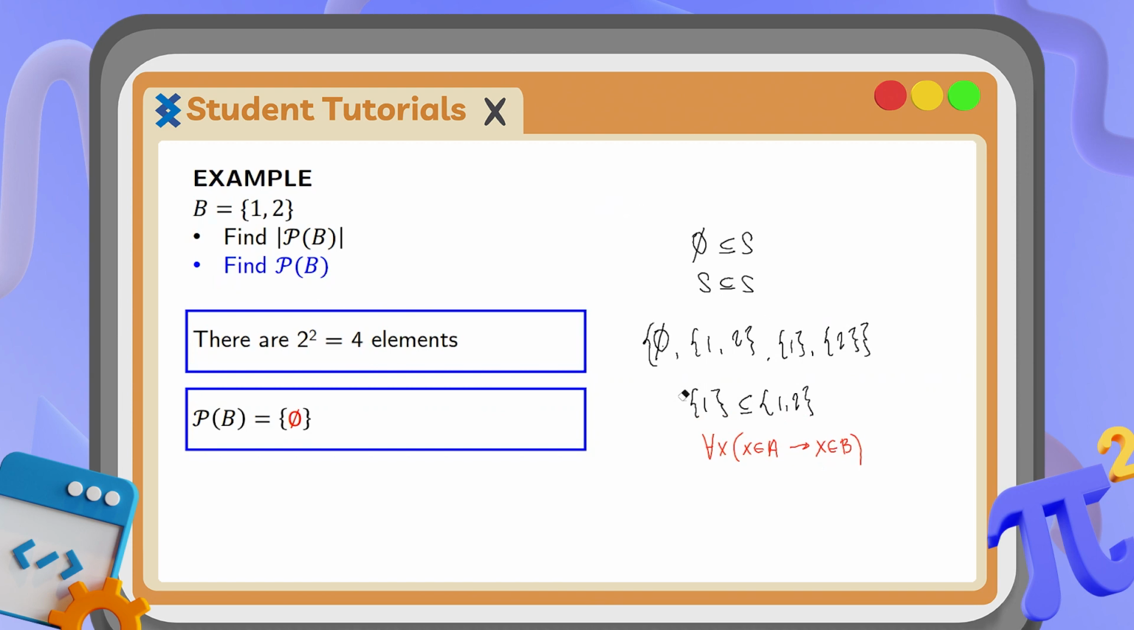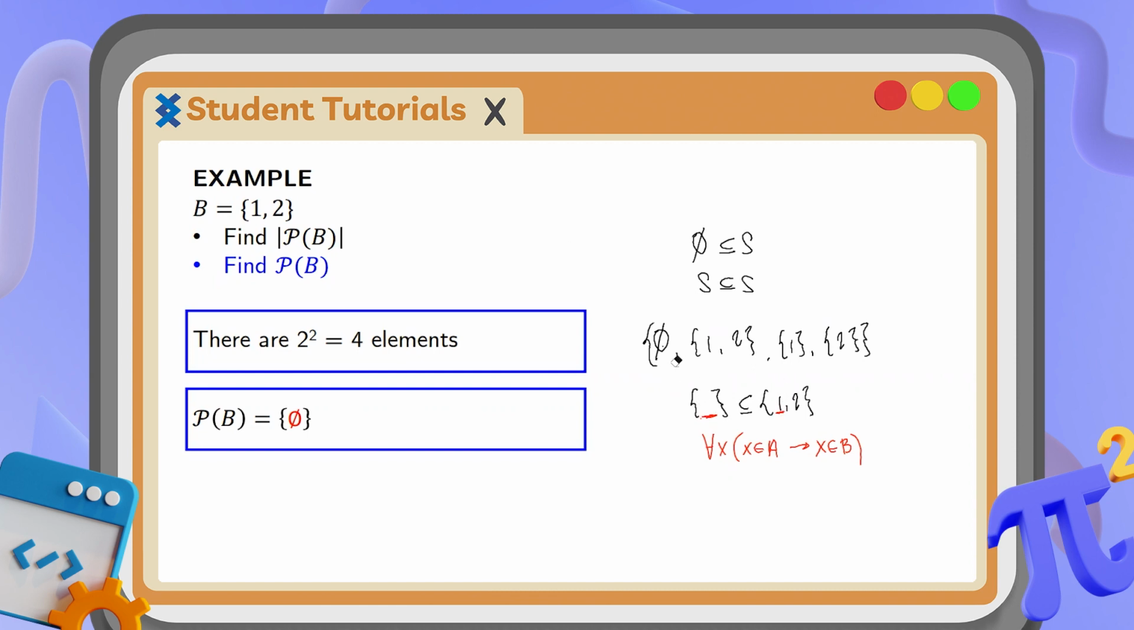Actually, no, this is wrong. Also, we're referring to sets. So here, since 1 is an element in the set A, then that implies that this element 1 is also in the set B, which is here.